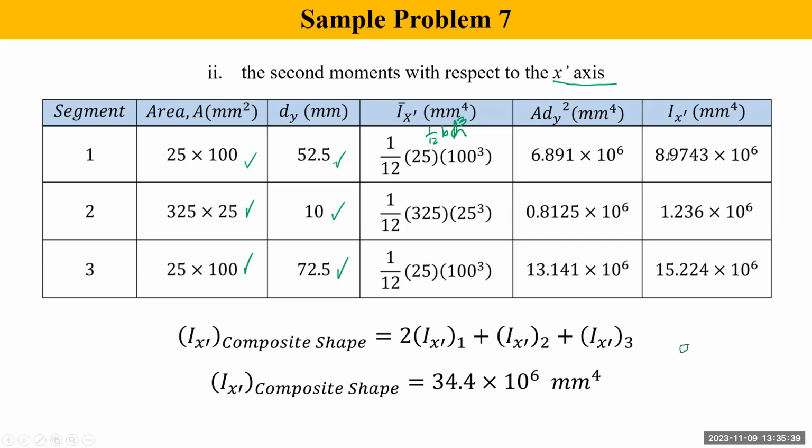However, you must remember when you're adding this section here, there are 2 I sections. There are 4 sections in all. 2 of them are similar and 2 are different. So here you have to double this one. And you simply add them together and you will get this value right here. All right? It's as simple and as straightforward as that. That is for the x-axis.